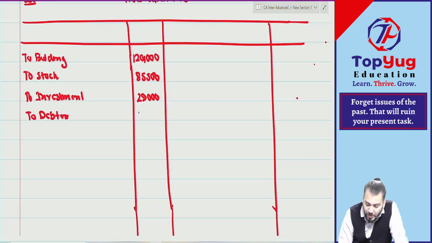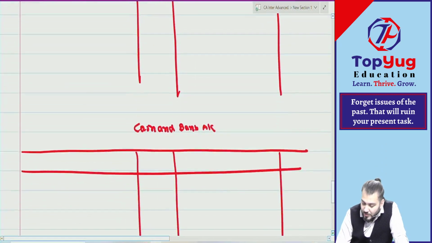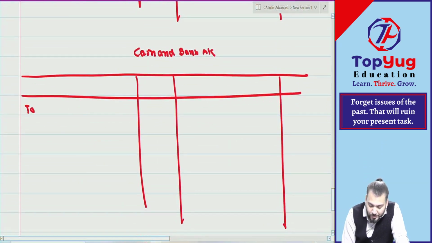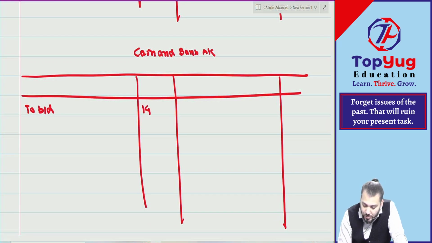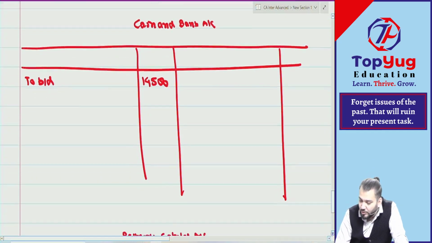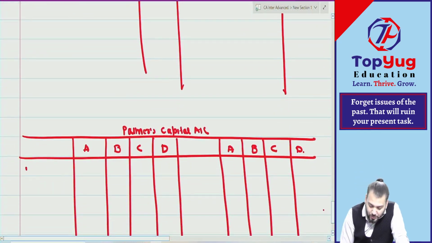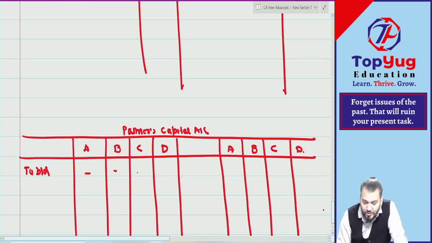Debtor how much? 42,000. Then to cash will go there, in cash and bank account. To balance brought down, how much? It is 14,500. And then they go to capital C. Write on to balance brought down. How much? 15,000. It is 15,000.